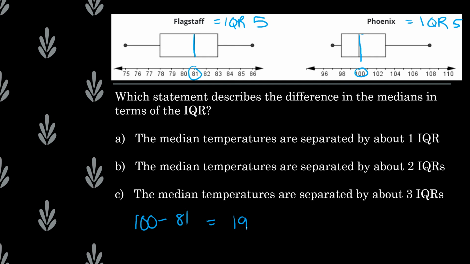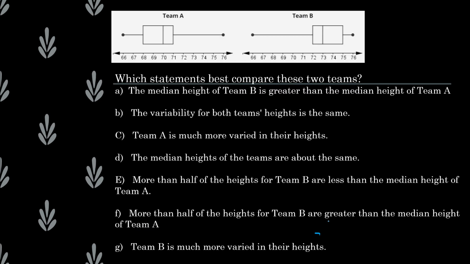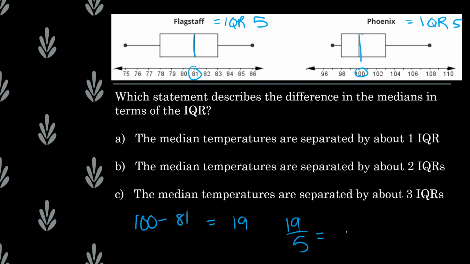19 is very close to 20, right? So if I were to think of 19 as 20, I would take that 19 and divide it by my IQR, which is still 5, and you can use a calculator to type this in and get a decimal. That's completely fine. And when we do this, we'd get something that is very close to 4, or something like 3.8 something.